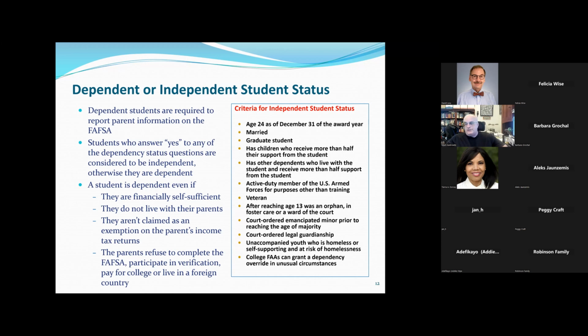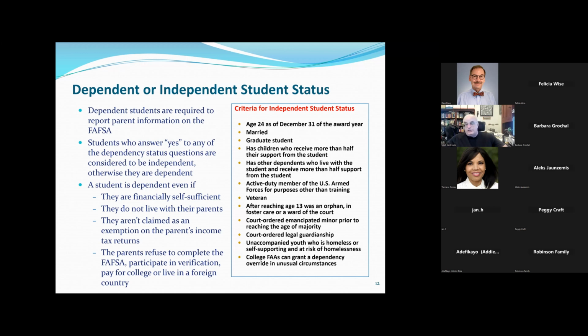A student who is an orphan, in foster care, or ward of the court at any point after reaching age 13 is considered to be independent, even if the student is subsequently adopted or is no longer in foster care when the FAFSA is filed. A student who is adopted prior to reaching age 13 is not considered to be an orphan on the FAFSA. Now, ward of the court is not the same as ward of the state.